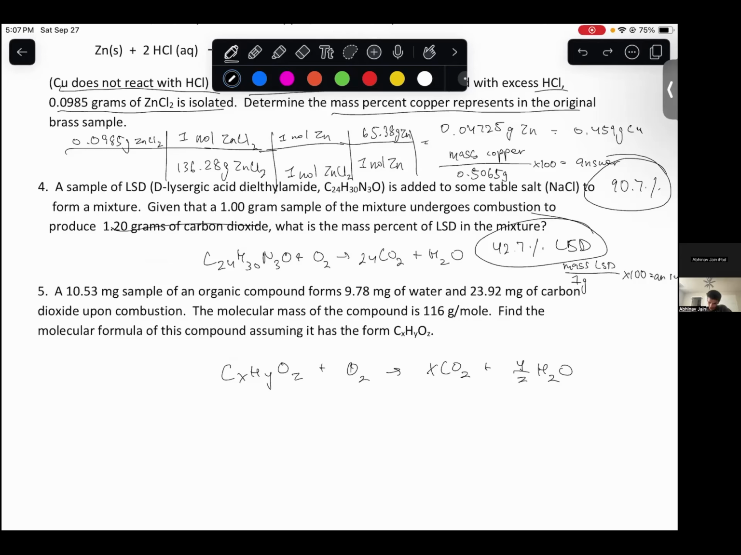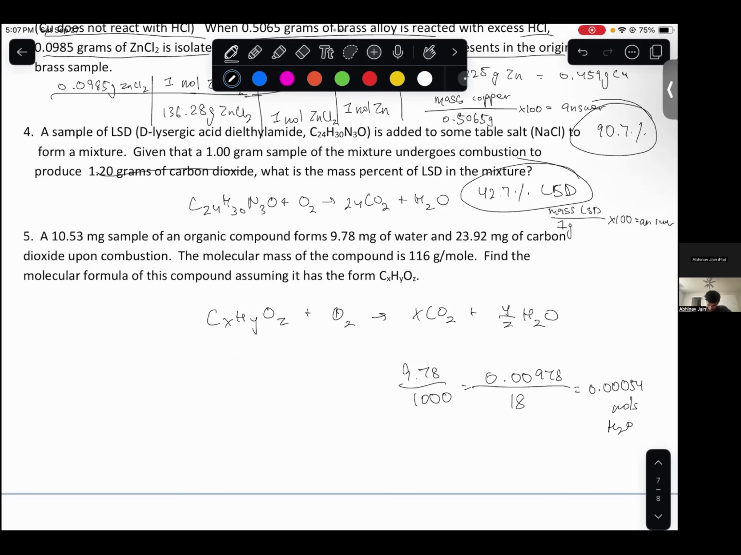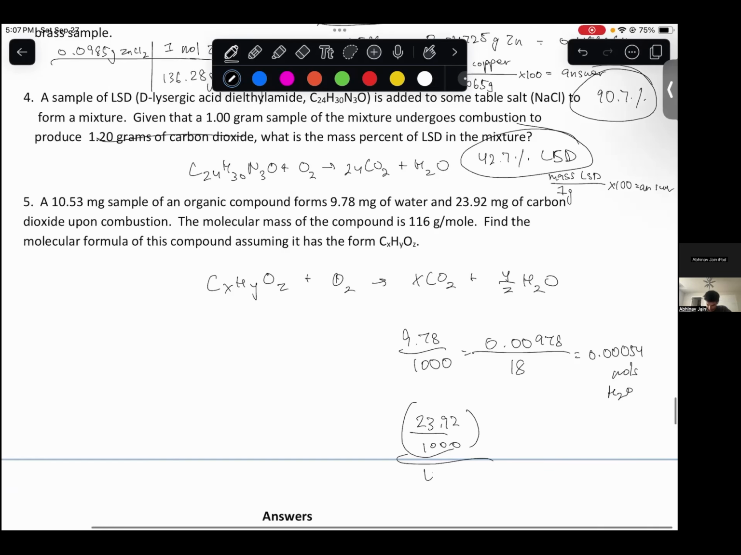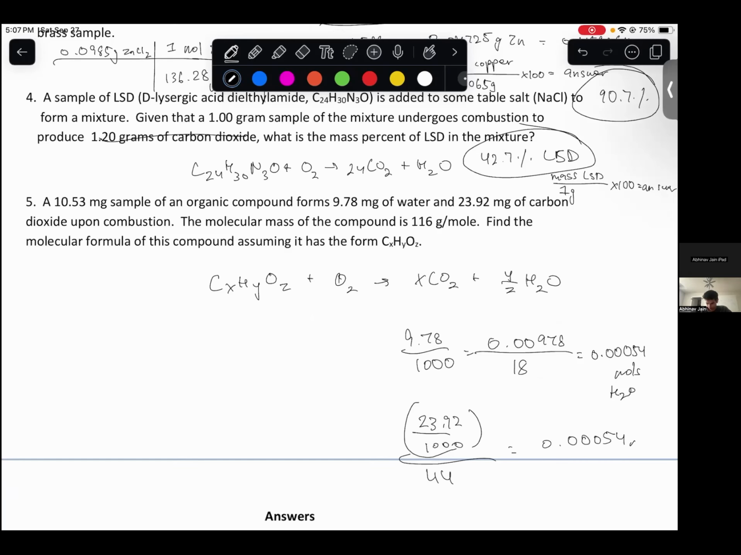So it says 9.78 milligrams of water. We divide that by 1,000 to get into grams. 9.78 divided by 1,000 is 0.00978. Divide that by the molar mass of water, which is 18. That means we have 0.00054 moles of H2O. And then 23.92 divided by 1,000. Divide that whole thing again by the molar mass of carbon dioxide, 44. So that'll also be 0.00054 moles of CO2.